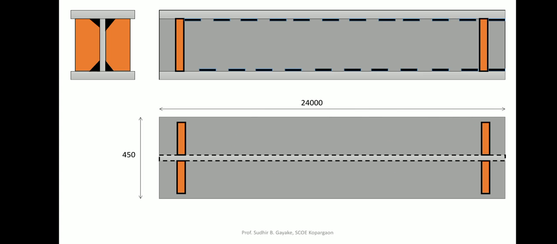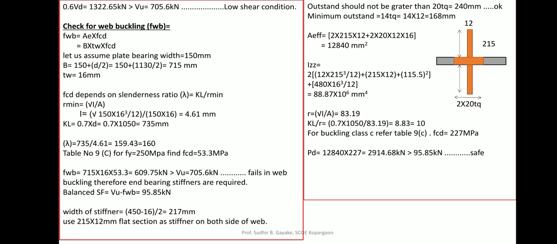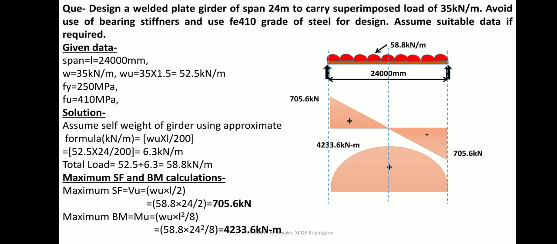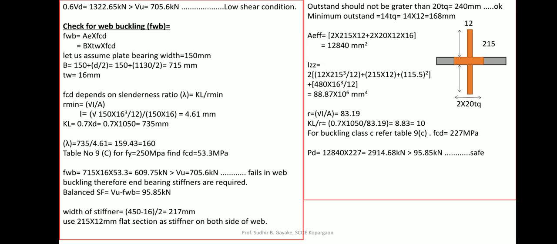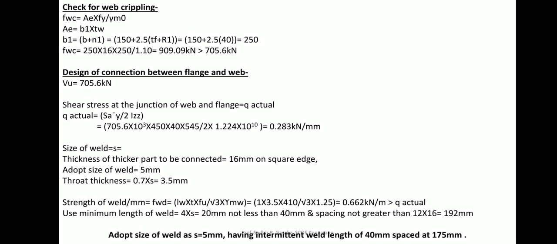So your numerical is completed. Here we have just seen condition number 1, adopting the d by tw ratio as the first condition, that is 67 epsilon. For your examination there may be similar numericals, just with a change in the loading. We'll continue in the next video with condition number 2, adopting d by tw between 100 to 200. Thank you very much.